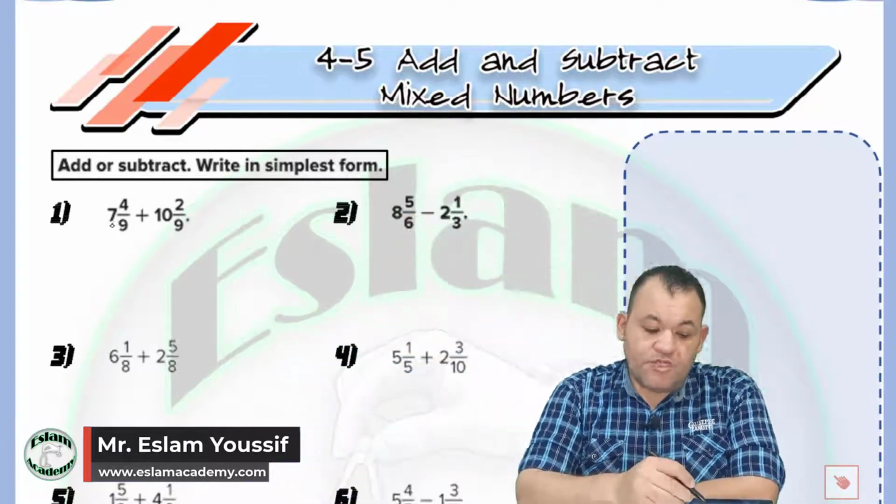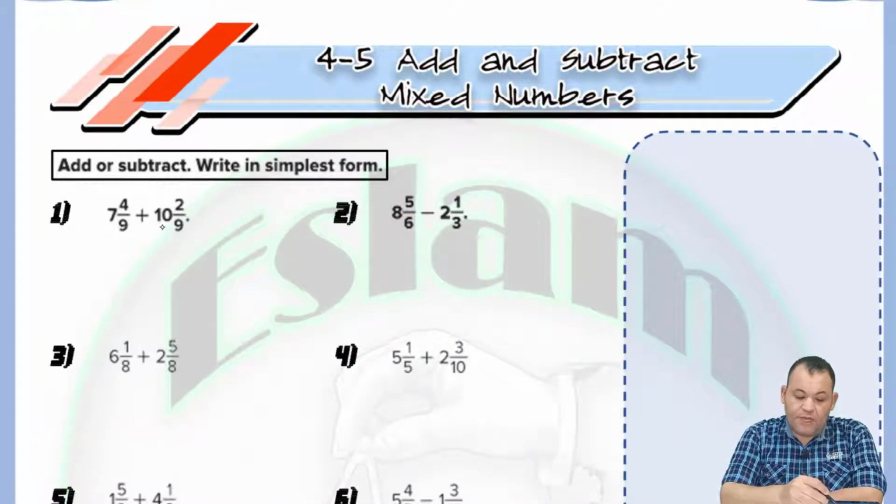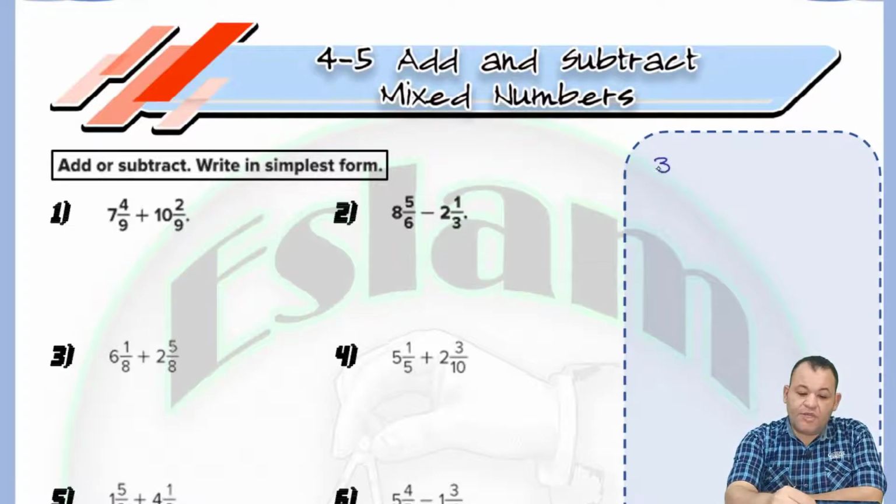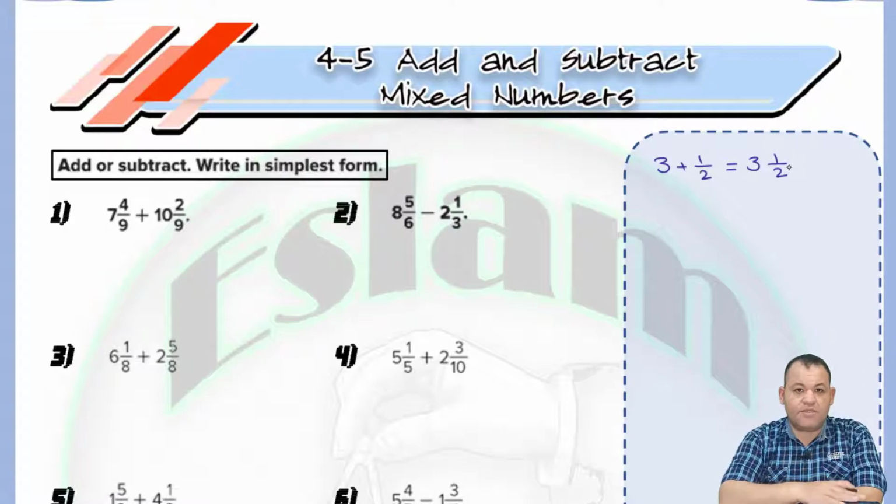So if you look at the question, we have here 7 and 4 over 9 plus 10 and 2 over 9. Before we start, we need to revise how we can add a whole number and a fraction. Suppose that I have here 3 plus 1 over 2. If you have a whole number plus a fraction, the answer will be 3 and 1 over 2. We just write the whole number beside the fraction to form a mixed number.